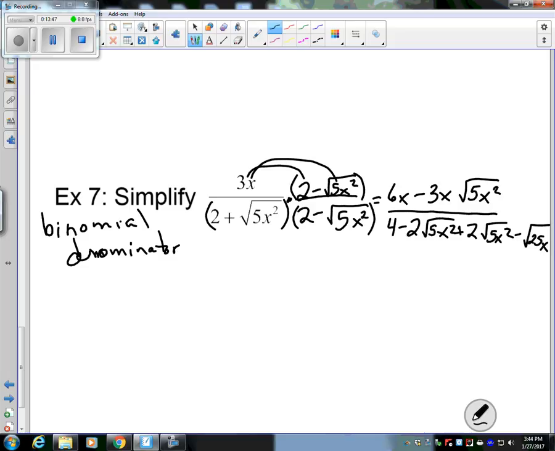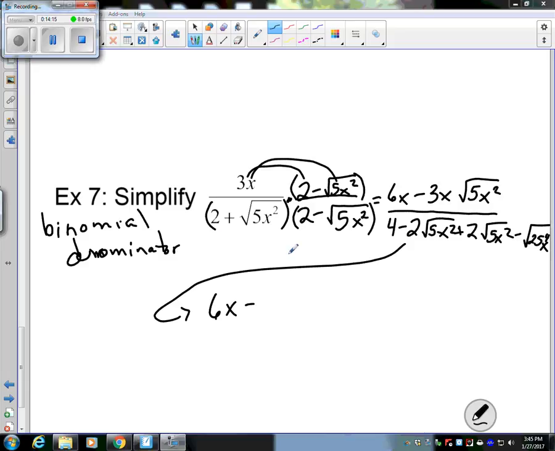Alright. Let's simplify everything. Let's start with the numerator. Don't fall for it. You can't do 6x minus 3x because this is not just 3x. This is 3x times the square root of 5x squared. The only thing I can simplify is the square root of 5x squared, so I have the 6x minus 3 times x, since the square root of x squared is x. X times x, x squared. Square root of 5 I cannot simplify.